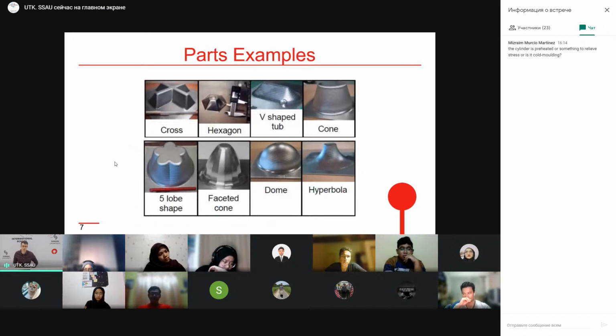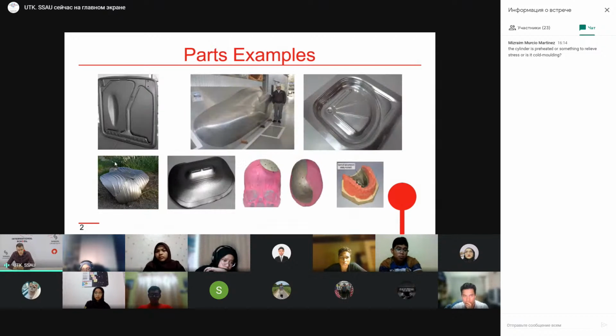What types of parts can we produce by such technology? The geometry and shape of the parts is just unlimited, and here you can see different examples. It can be different crosses, hexagons, cones with different geometry, and so on. Here you can see examples of small parts. Of course, this technology can be used for bigger parts. In this case, we just need robots or milling machines with bigger sizes. The bigger the part we want to produce, the bigger the sheet we need, and the bigger the dimensions of the equipment we need.